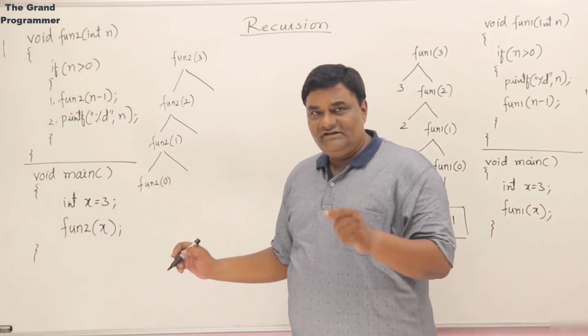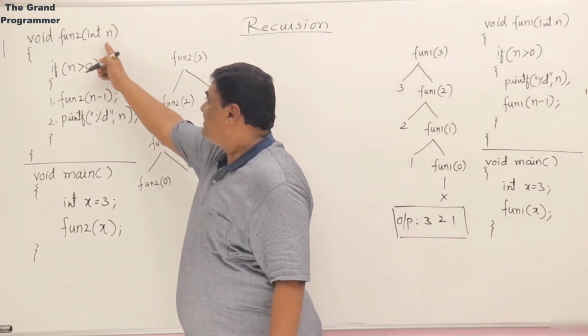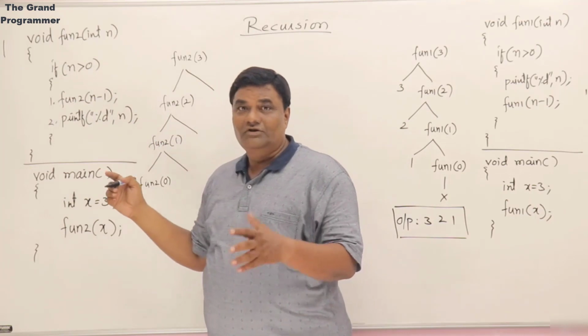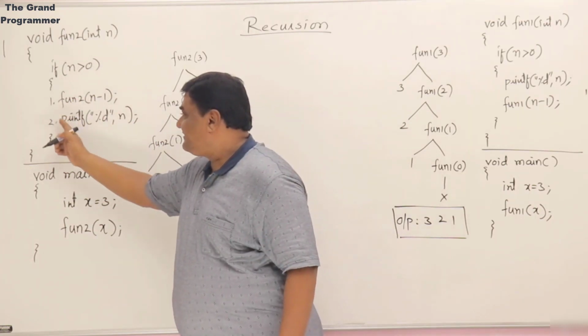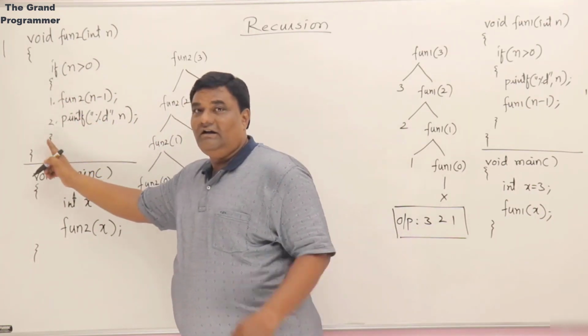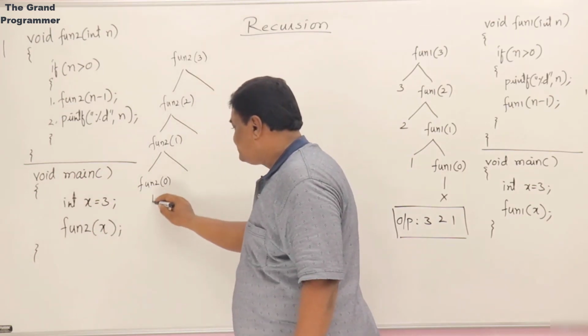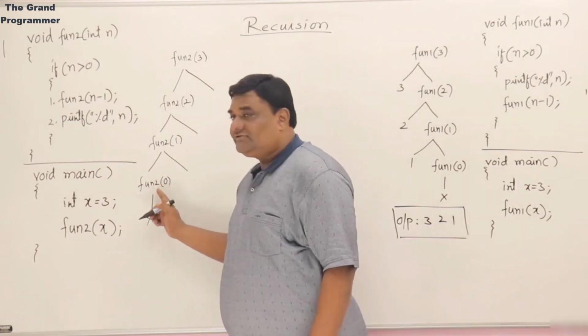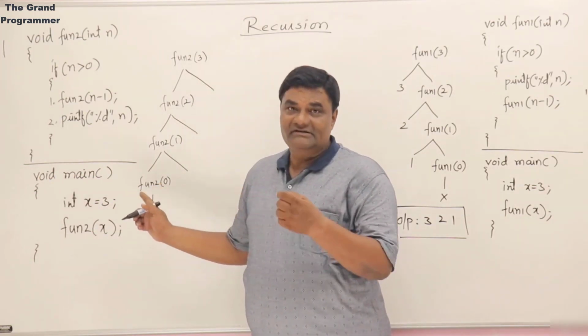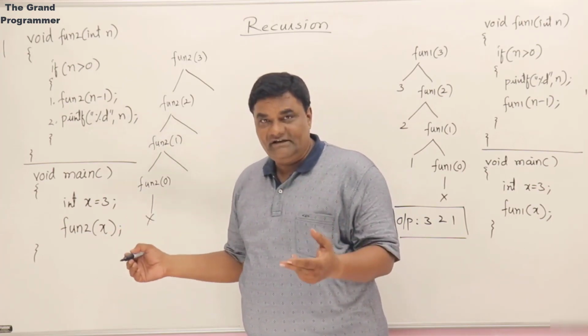Now fun2 of 0. Is 0 greater than 0? No. So it will not enter inside this if block, and it will come out. So it does nothing. So this call with parameter 0 has terminated.